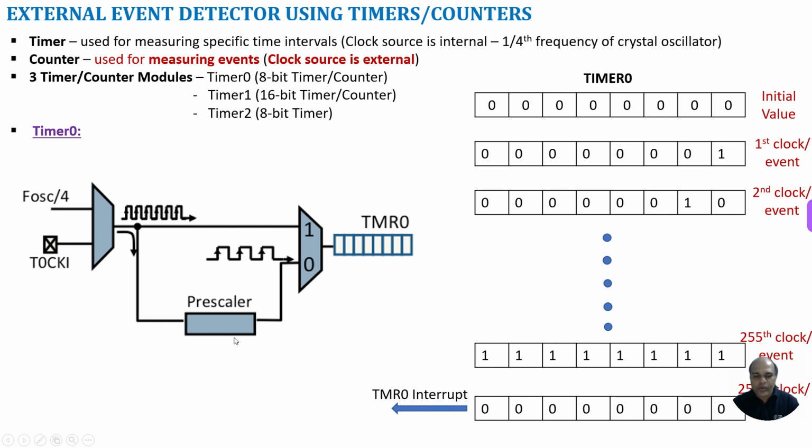1:1 represents that for every event the counting happens. 1:2, for every second event incrementation happens. For 1:8, for every 8th event an incrementation happens. So we can select at what count of an event our incrementation should happen, that we can decide as a programmer.